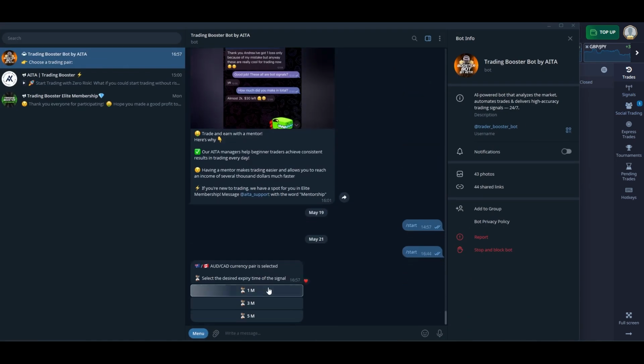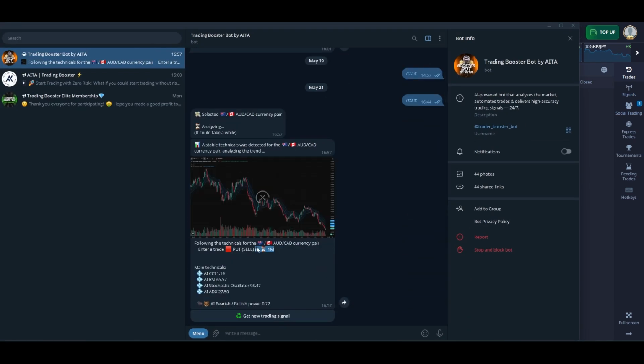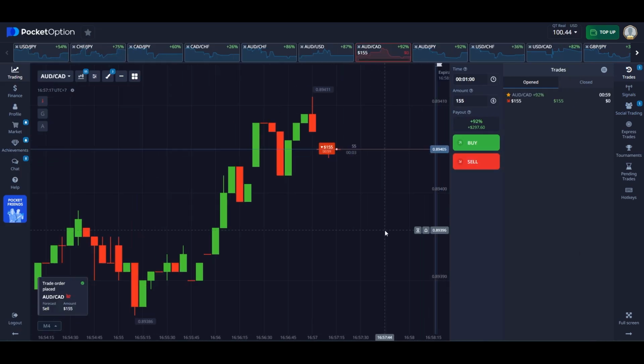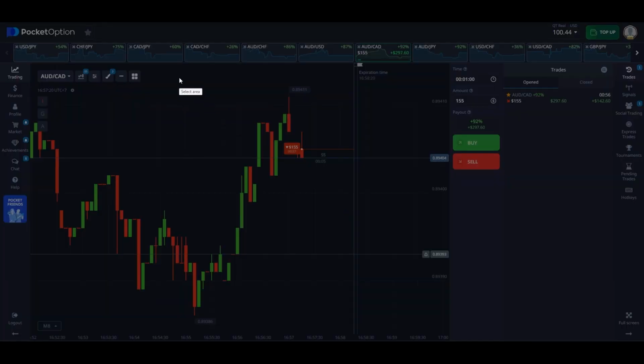I select this currency pair and wait for a signal. I get a sell signal. I wait for a new 5-second candle and open a sell trade right on it. Yes, you need to understand that sometimes this movement doesn't happen.